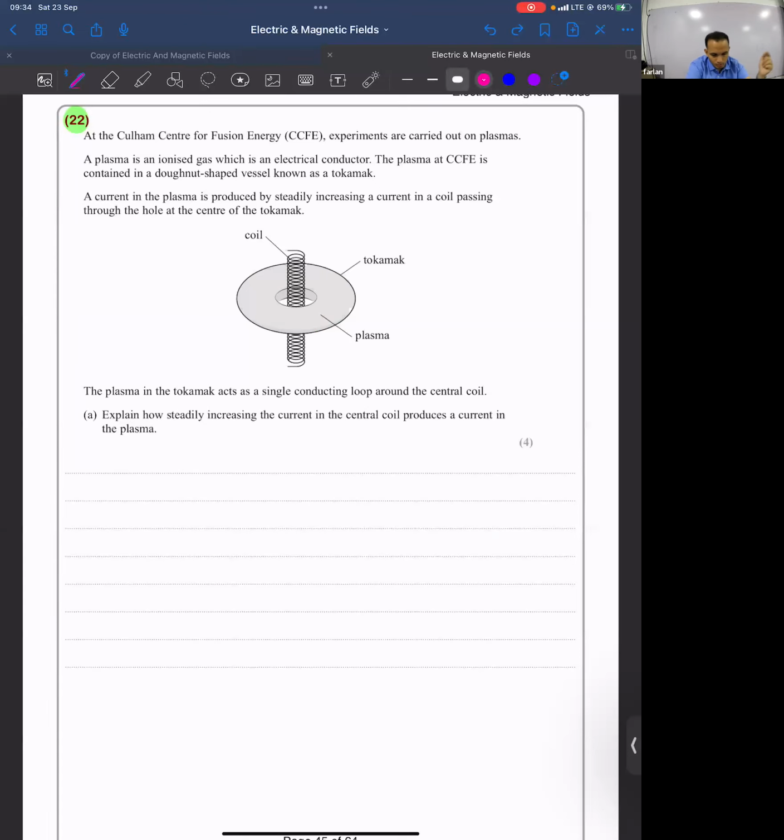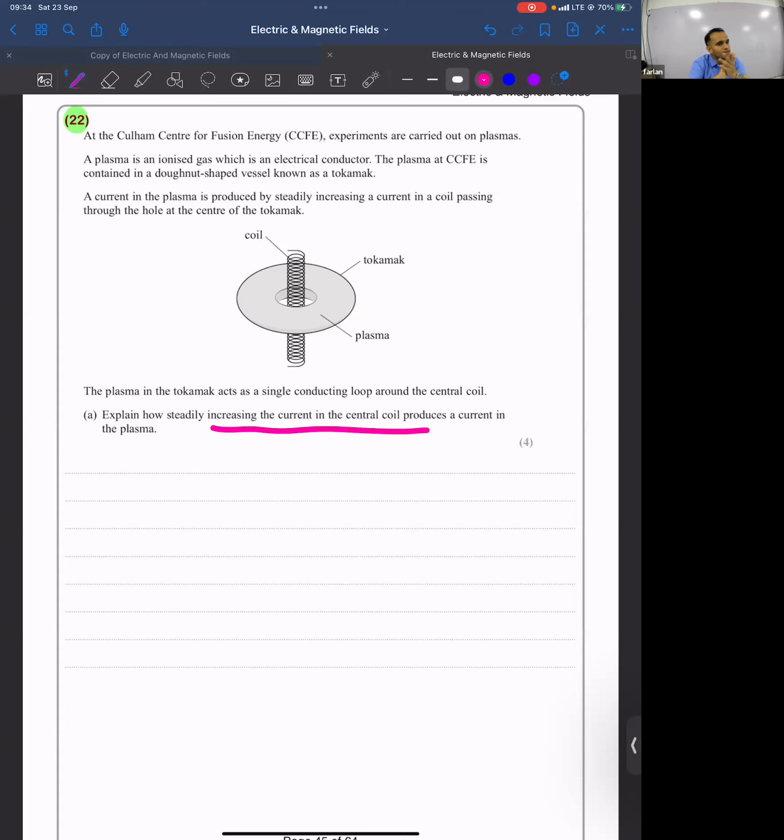The question is, explain how steadily increasing the current in the central coil produces a current in the plasma. Okay, I repeat, listen to me, don't write. Increasing the current in the coil will increase the magnetic field induced. So the magnetic flux linkage through the plasma will increase. So there will be an EMF induced in the plasma. So since the plasma is a complete circuit, there will be a current in the plasma. Now answer my question for this.